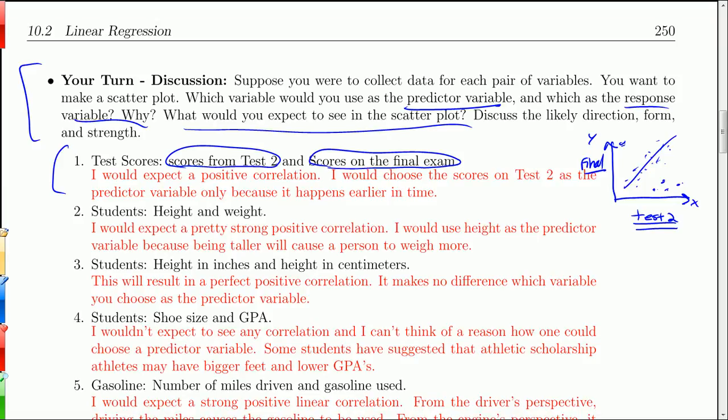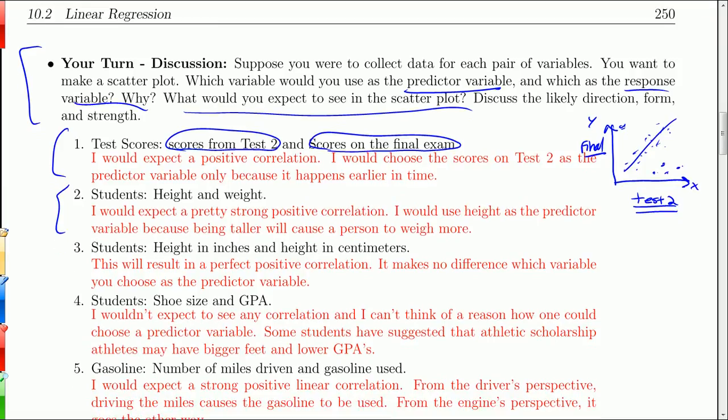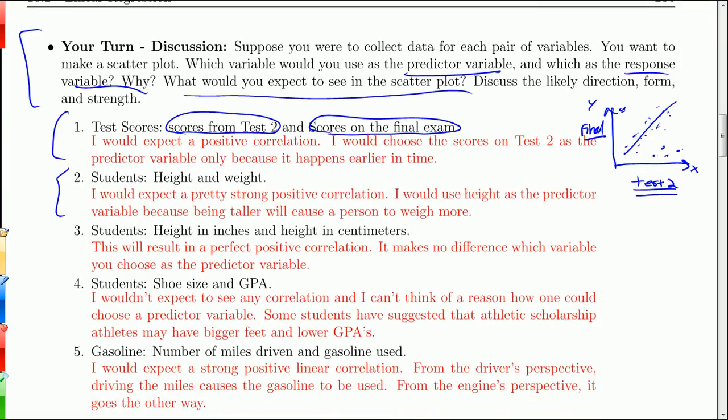Okay, height and weight. And I'm going to erase this one because I don't have room for all of these. So I did height and weight, put them in a scatter plot. What would I put as the x variable? I think I would expect a pretty strong positive correlation. The taller somebody is, the heavier they're going to be. And I would probably put height down here.